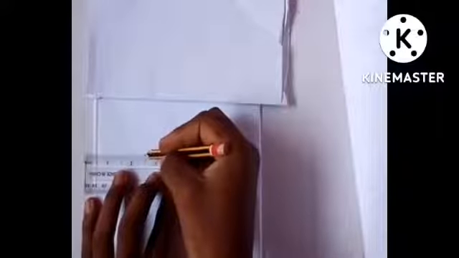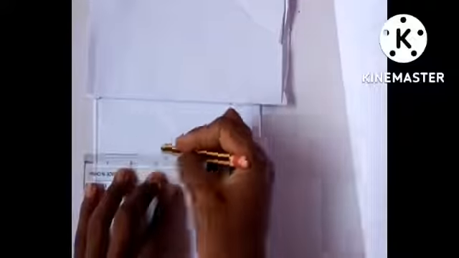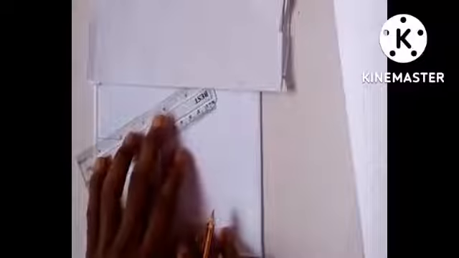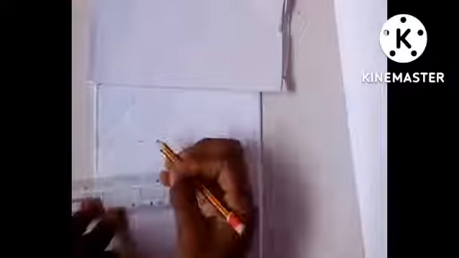Now let me draw an angle BAC here. This is my given angle. So this will be my angle, B to A and then to C. So this is BAC, angle BAC.